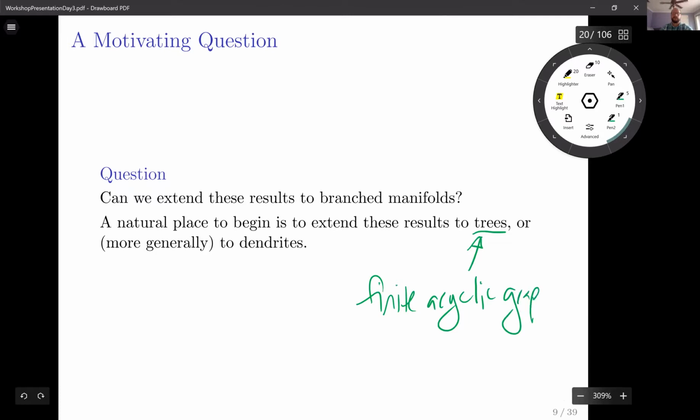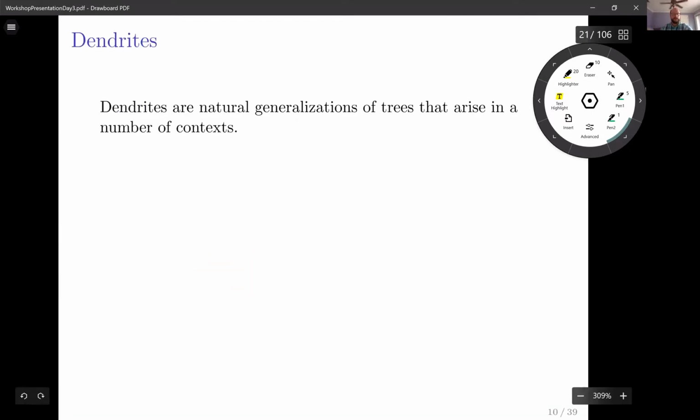Okay, so graphs with no loops. So something like this. Okay, trees. All right, now dendrites, let's talk about dendrites. Dendrites are a natural generalization of trees that arise in a number of contexts.